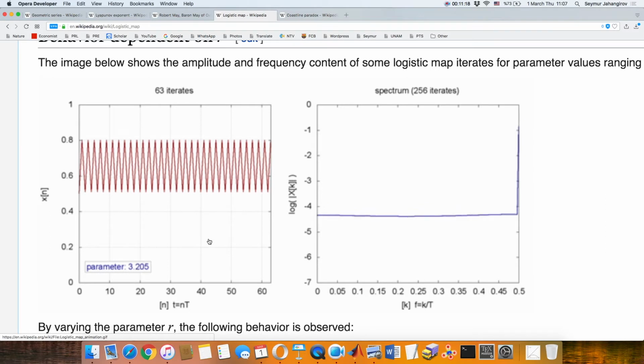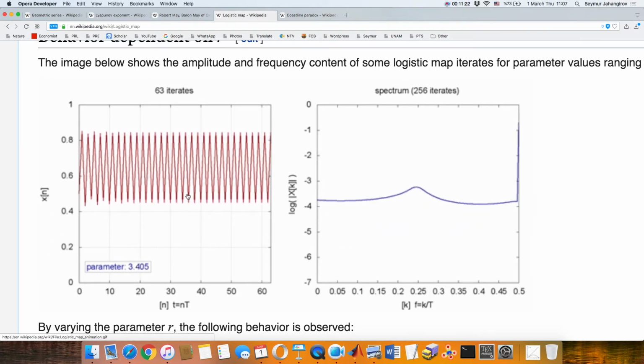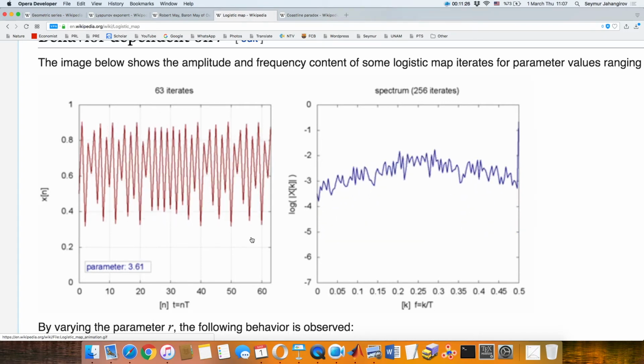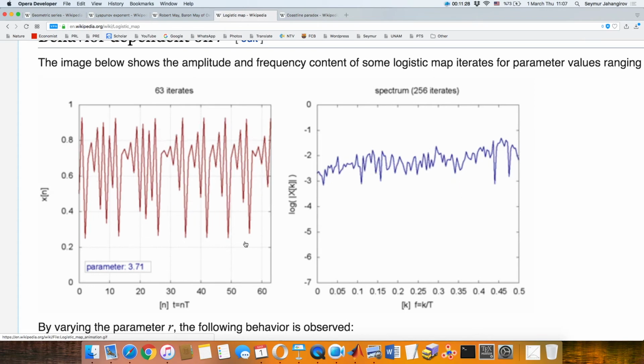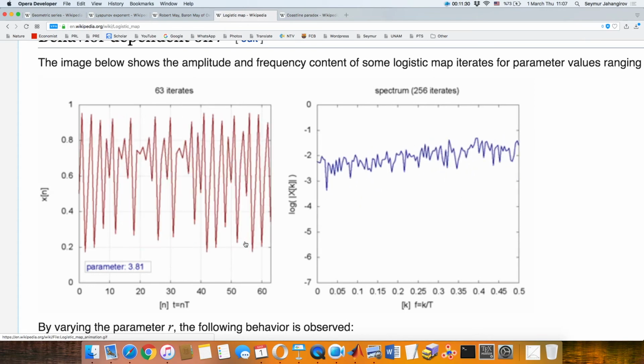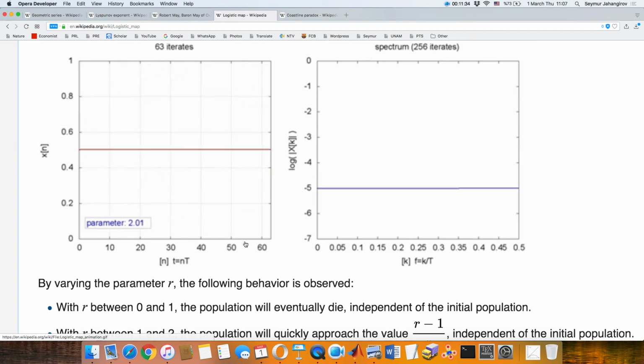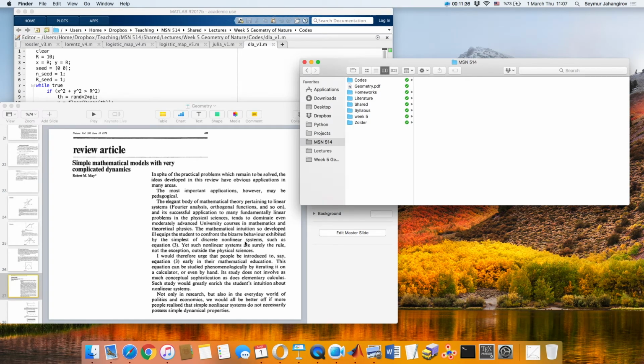Then R increases and then this one turns into period 4. Did you see that? Yes? Then 8, and after a while it's chaos. Okay? So how can we analyze this properly?